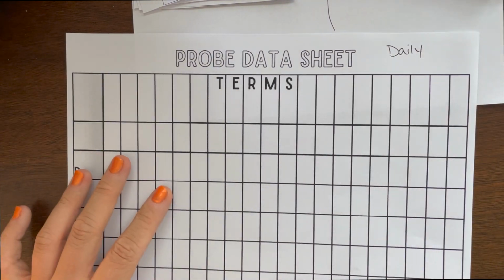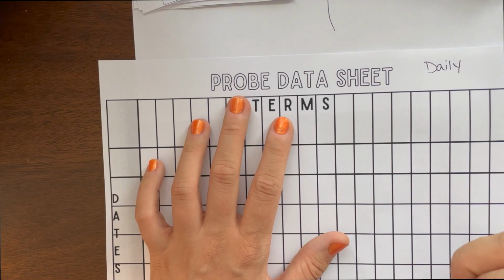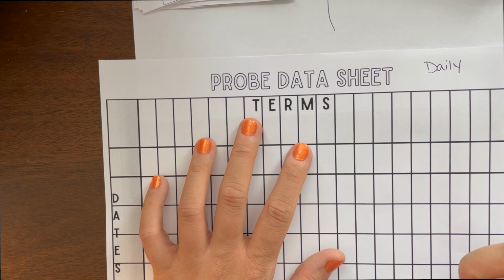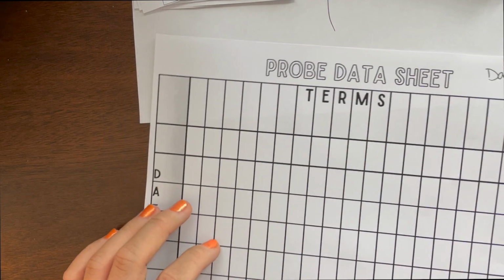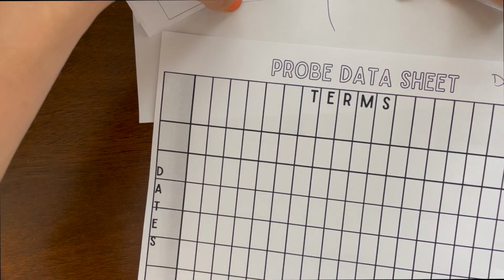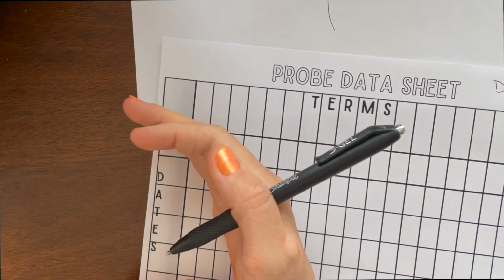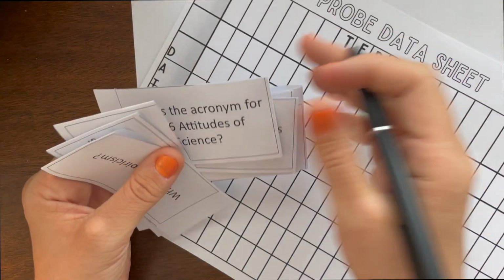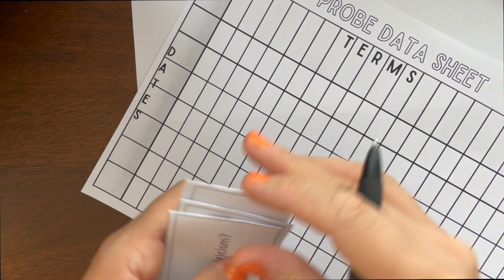weekly. For your daily data sheet, this is when you sit down every day or every couple of days, whenever you study, and you're going to record your terms. I have my 20, and then we've got 20 columns right here. So I'm going to go through and write all of my terms on here.